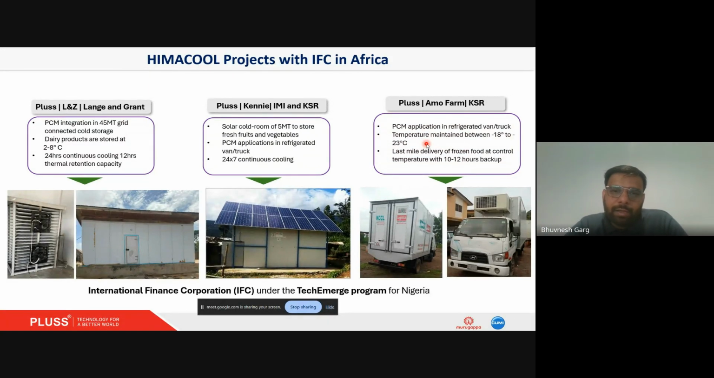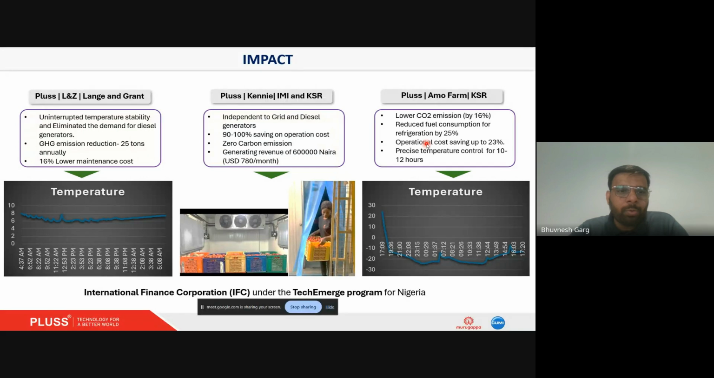So it is a complete supply food chain where you are storing it at cold storage, and then you are taking that food from cold storage to your actual marketplace or wherever you want to deliver it in a PCM integrated refrigerated truck. So there are very few chances, or you can say no chances, where your temperature will not be in the required range and your food will be spoiled or degraded. So this is a complete value chain or supply chain we are providing the people.